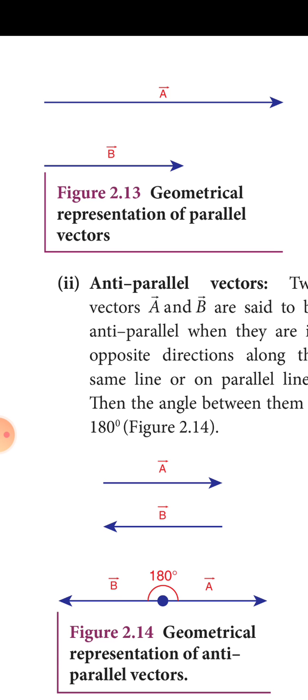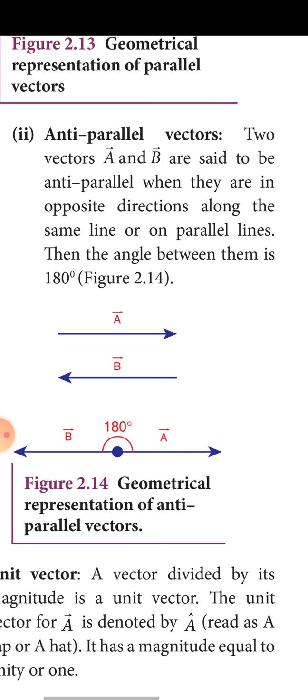And anti-parallel vectors, the second one. Two vectors A and B are said to be anti-parallel when they are in opposite directions along the same line or parallel lines. Then the angle between them is 180 degree. In the diagram, the angle between vector A and vector B is 180 degree.